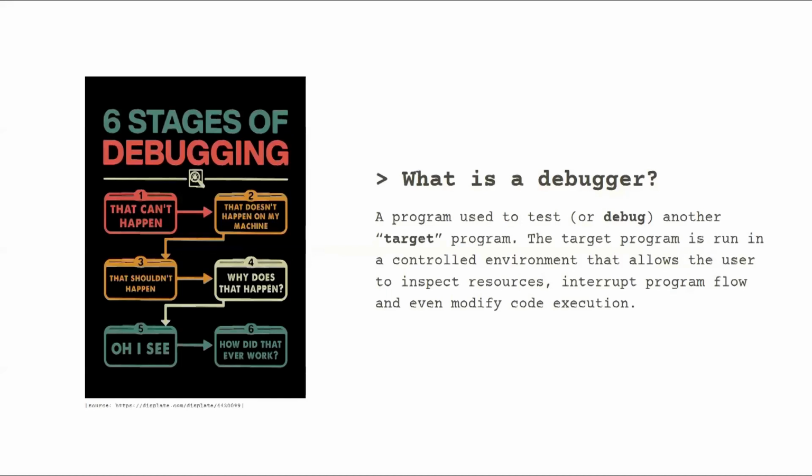So what is a debugger, first of all? Well, it's a program that can be used to test or debug another program called the target. The whole point is that the target program is run in a controlled environment. It allows the user and the debug tool to inspect resources, interrupt the program runtime, and even maybe modify code execution.